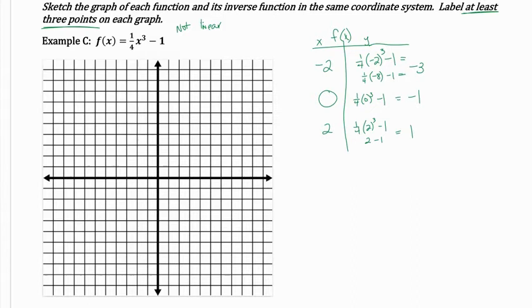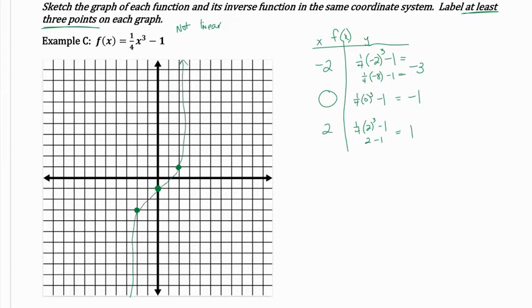Okay, so there's my points I'm going to plot. So I've got -2, -3, our first one there. And I've got 0, -1, and 2, 1. Right? And if you remember from the notes, this is that cubic function that has a curved feature there in the middle.